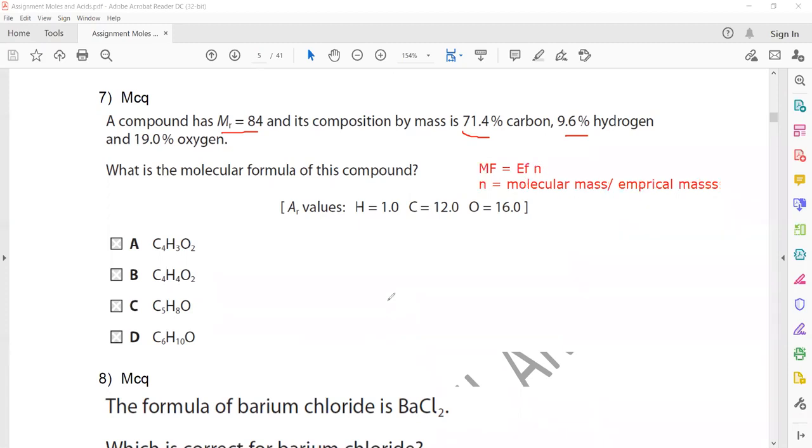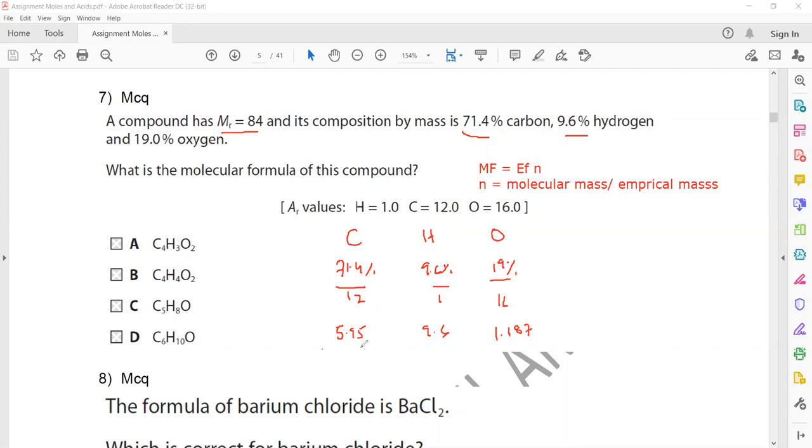So first we will find the empirical formula from the percentages. The carbon, that is 71.4%, hydrogen 9.6%, and oxygen is there, which is 19%. The first step, we'll divide by atomic mass. So this carbon atomic mass is 12, hydrogen is 1, and oxygen is 16. So 71.4 divided by 12, that is equals to 5.95. This will be 9.6, and this will be 19 divided by 16, that's equal to 1.187.